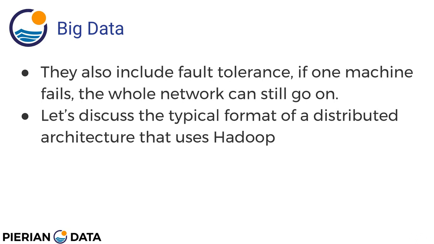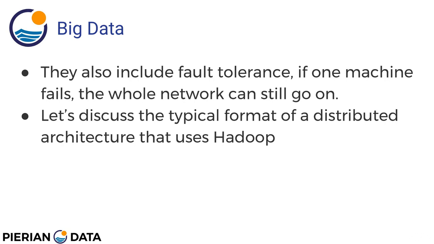If one machine fails, the whole network can still go on, which you can't do on a local machine. If your local machine crashes due to some error in the calculation, that's it. You just lost all your calculation, all your data. And fault tolerance is a fundamental idea where you're going to be replicating your data across multiple machines, so even if one goes down, your calculations and your data still persist and go on.